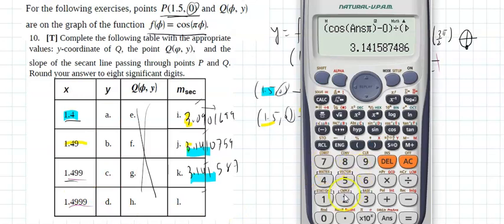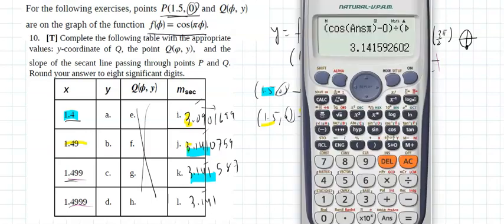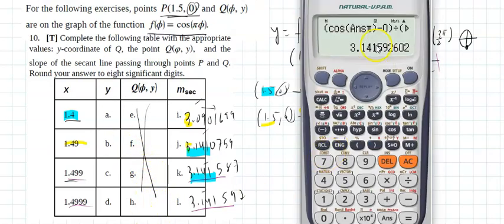If I go on my calculator and hit 1.4999. And now if I go back, 3.141, 592, 592. Well, guess what? Now I got it accurate to 4 decimal places. And if I really think about it, I believe that number is pi.